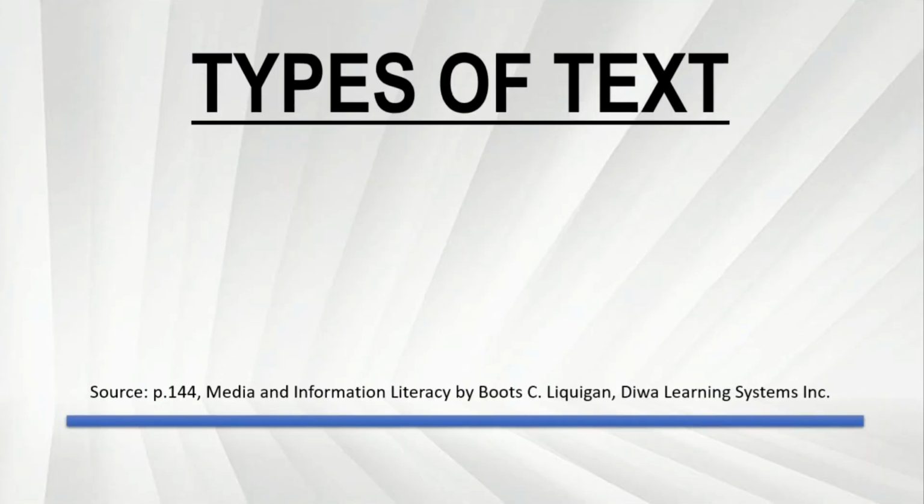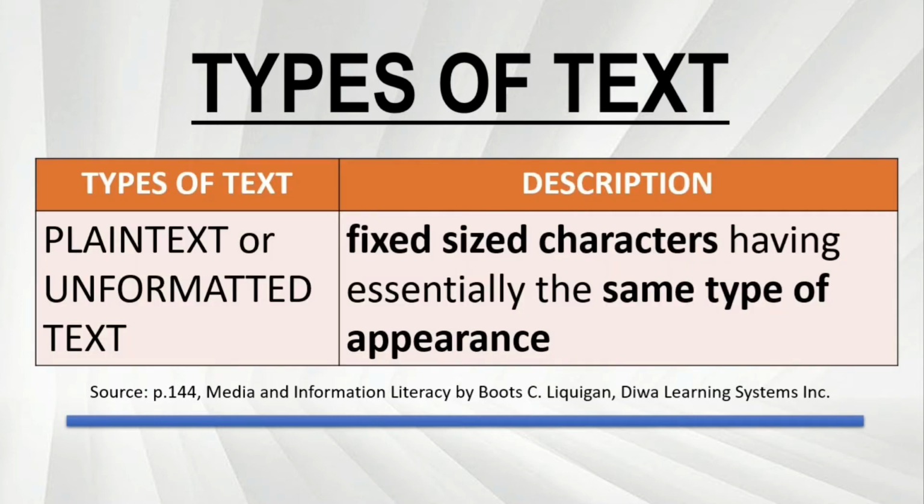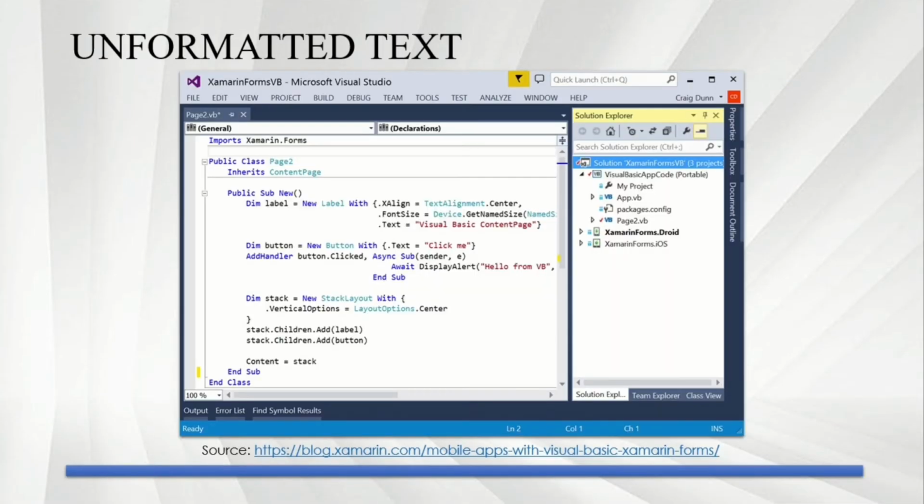Let us now discuss the second type of text, and it is plain text or unformatted text. This refers to the fixed sized characters having essentially the same type of appearance. So basically, plain text or unformatted texts are the default format of every text in a given, let's say, website or platform.